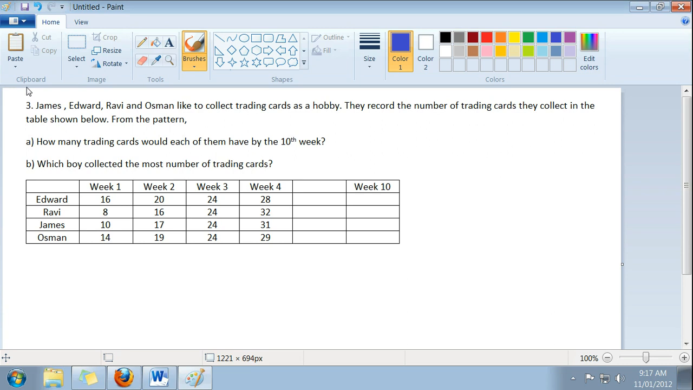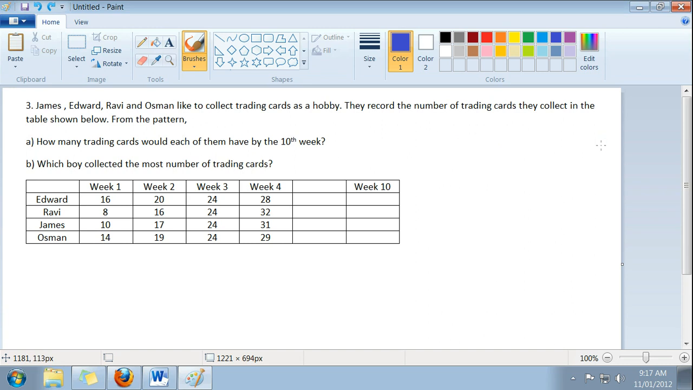Now there's a quick way and a short way to do this. And the long way would be where you basically draw out the whole table and then you would include week 5, week 6, week 7, week 8, week 9 and week 10, okay? Now let me show you the quick way.